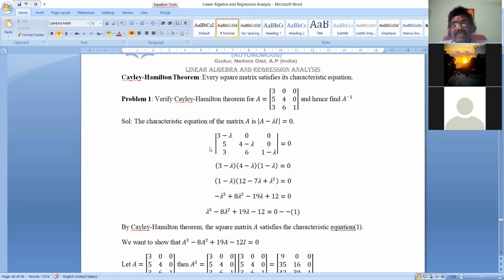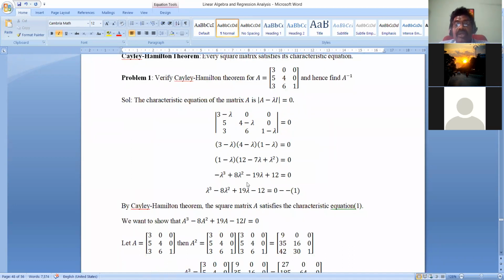Expanding this 3 by 3 determinant using row 1, we get 3 minus lambda into 4 minus lambda into 1 minus lambda. The remaining values become 0. That means 3 minus lambda into 4 minus lambda into 1 minus lambda equal to 0. There is no need to find the eigenvalues and eigenvectors in this case. We have to verify whether the characteristic equation is satisfied by the given square matrix or not. After that, we have to find the inverse of the matrix. This is the only way.